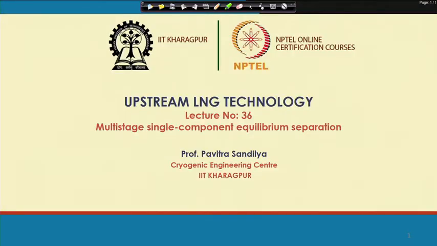Today we shall be looking into the separation of a component using the multi-stage analysis. Earlier we have learnt extensively about distillation separation. Now today's lecture will be a generalized one which can be applied to various types of separation processes. So this lecture is multi-stage single component equilibrium separation.